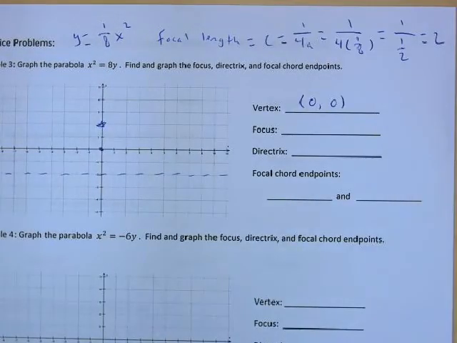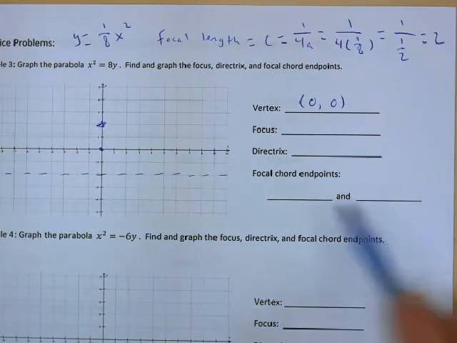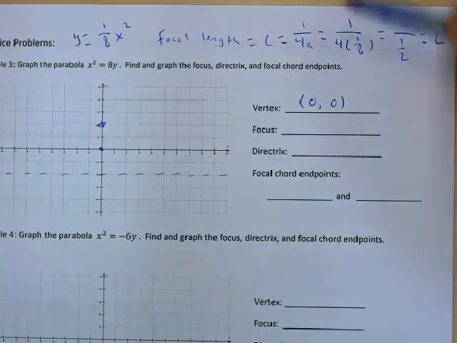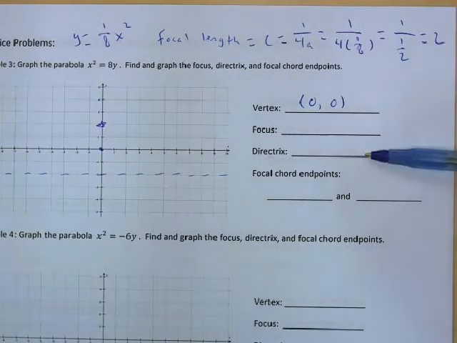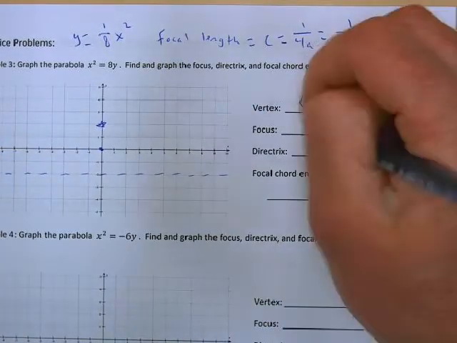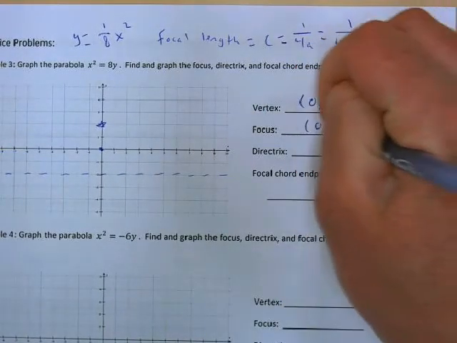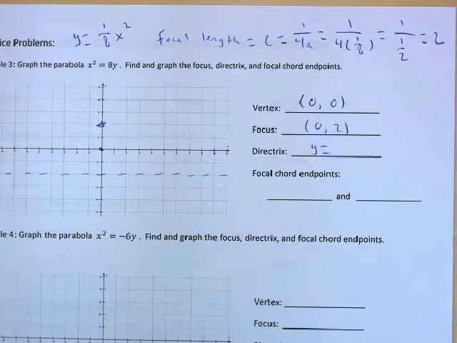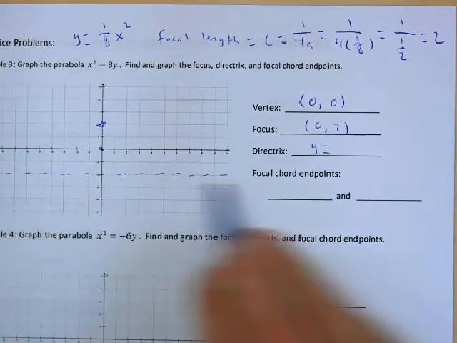Okay, so I got my focus and my directrix, and then I could draw my parabola, but to make it a little bit more accurate, especially since we have to label them, let's find out exactly where these focal chord endpoints go. Now before we get too far ahead of ourselves, let's label the focus and the directrix, which we already drew. I can see the focus is right here at 0, 2. And then remember, your directrix is always y equals, and then, well, what's the y value of every point on this line? Well, -2.